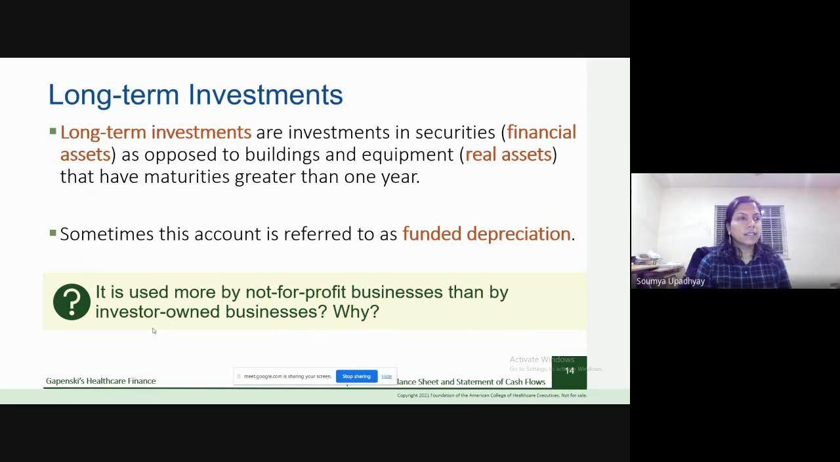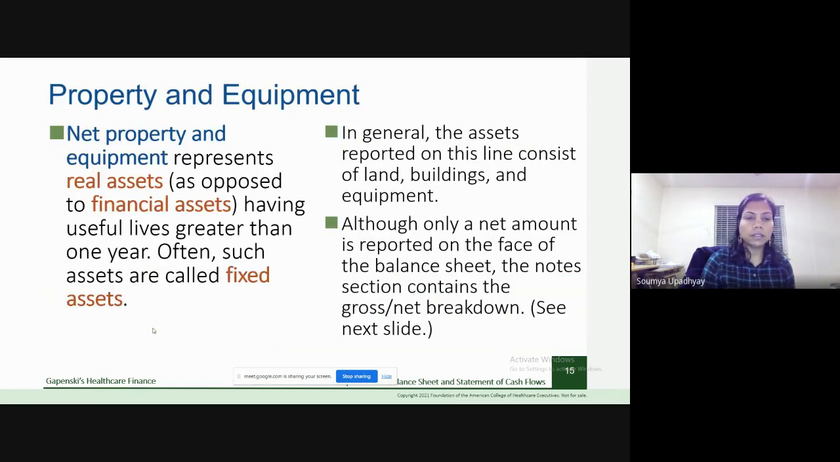Yes. So for not-for-profit businesses, the long-term investments work as a savings account that can be used to purchase new land, new buildings, and new equipment. But for investor-owned companies or investor-owned hospitals, any excess cash flow has to be paid to the stockholders even before it is reinvested. So that is the reason it is used more by not-for-profit businesses.